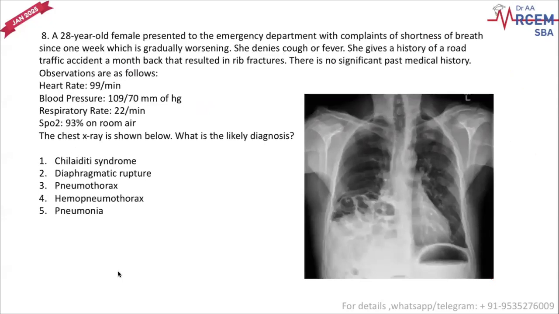A 28-year-old female presents to the ED with complaints of shortness of breath since 1 week with gradual worsening. She denies any cough or fever. She gives a history of road traffic accident a month back. There is no significant past medical history. Vital parameters are grossly normal, with slightly lower SpO2. What is the likely diagnosis here?